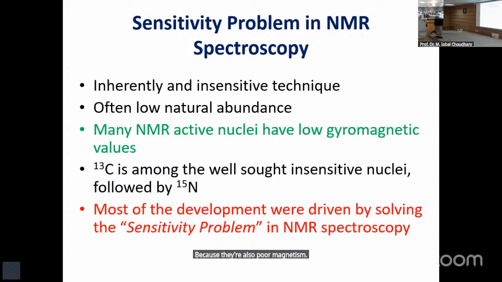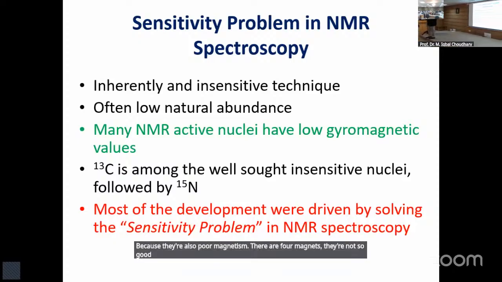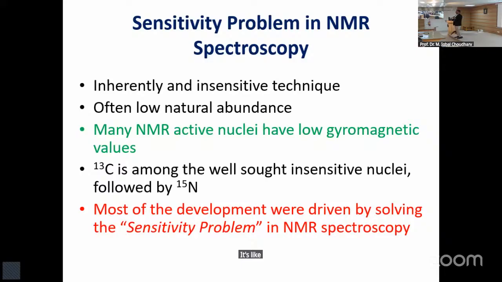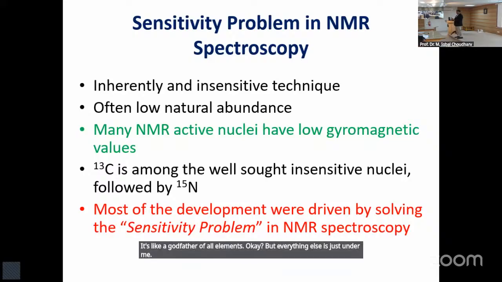They're poor magnets. They're not so good magnets. Proton is the ultimate. It is like a godfather of all elements. Everything else is just underneath, very low magnet.